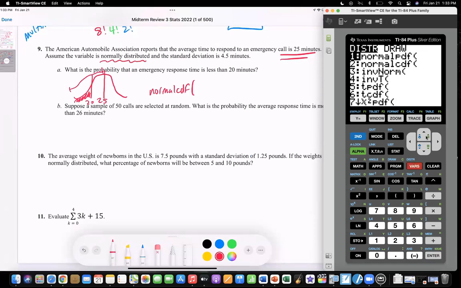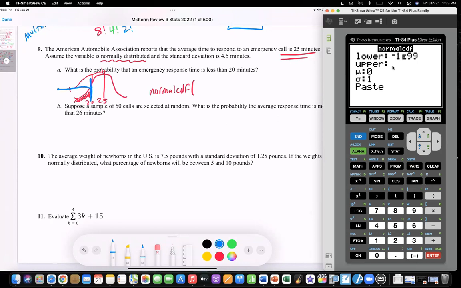we can look at our boundaries here. I want less than 20, so 20 is going to be my upper boundary, and I want everything less than that, so basically down to negative infinity. Remember, for a calculator, we use 10 to the 99th. So for my lower bound, I'm going to put negative 10 to the 99th, so basically negative infinity, or everything up to 20. The mean is 25. Standard deviation is 4.5.